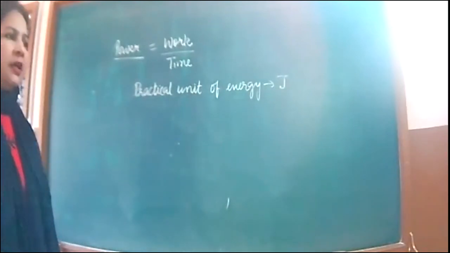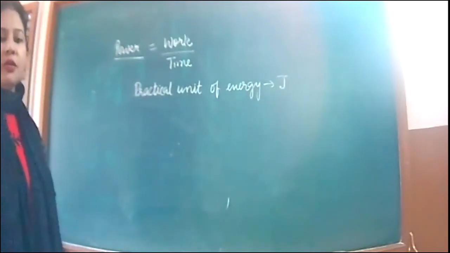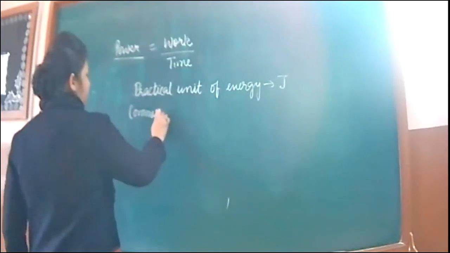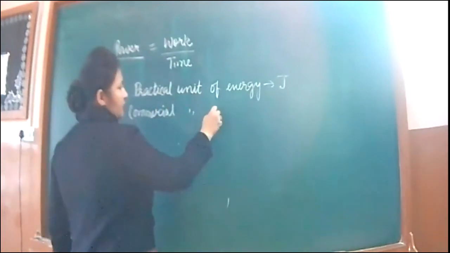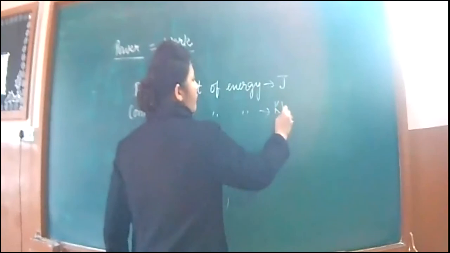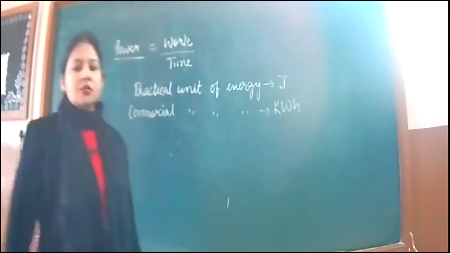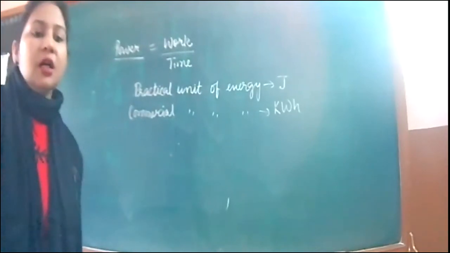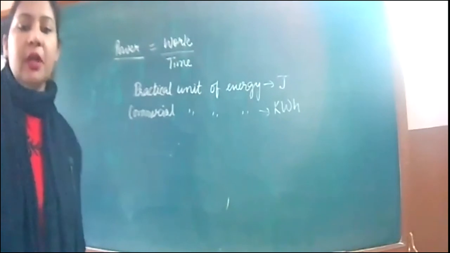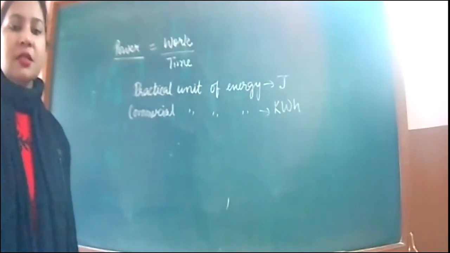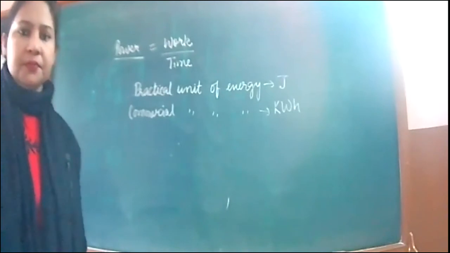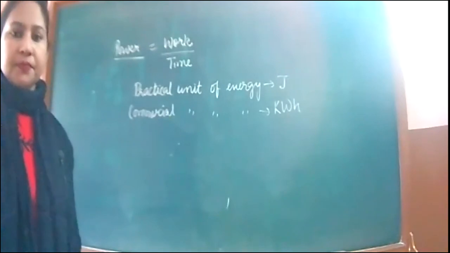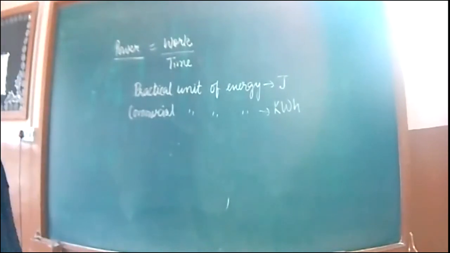Okay, yes, everyone knows that all the forms of energy have the same unit, joule. But the commercial unit of electrical energy is kilowatt hour. So remember this unit, kilowatt is a unit of power, but when we write kilowatt hour, that becomes the unit of energy. So kilowatt hour is the commercial unit of energy. All right.